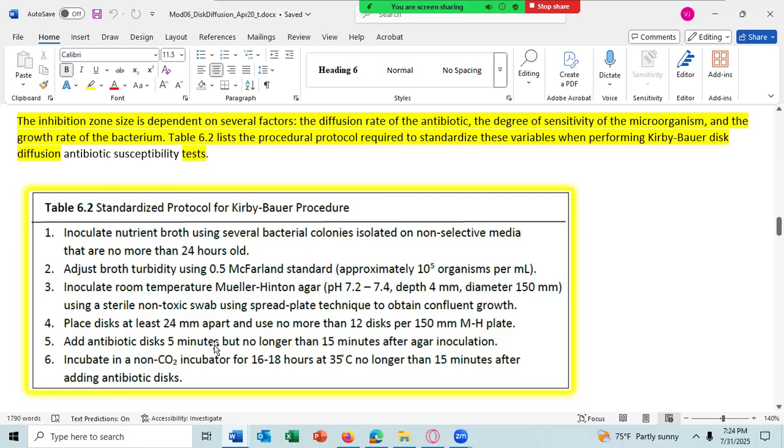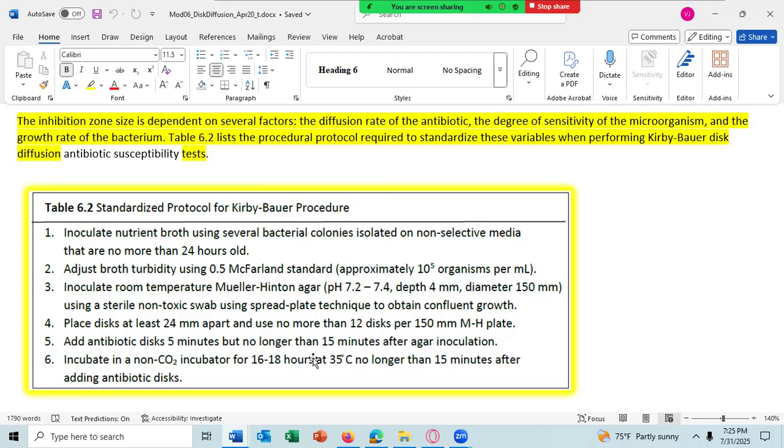You always add the antibiotics 5 minutes after putting the bacteria on with the swab, but no longer than 15 minutes after you've added the bacteria. So you have to have it at least 5 minutes to absorb the liquid, not more than 15 minutes, because you don't want the bacteria to begin growing before you put the antibiotic down.